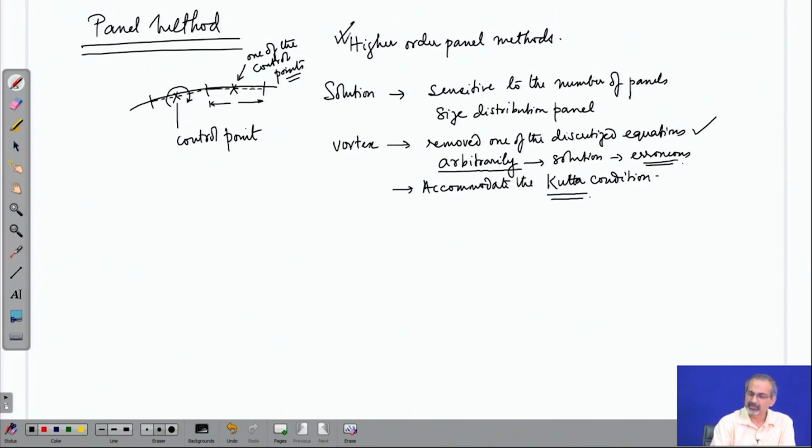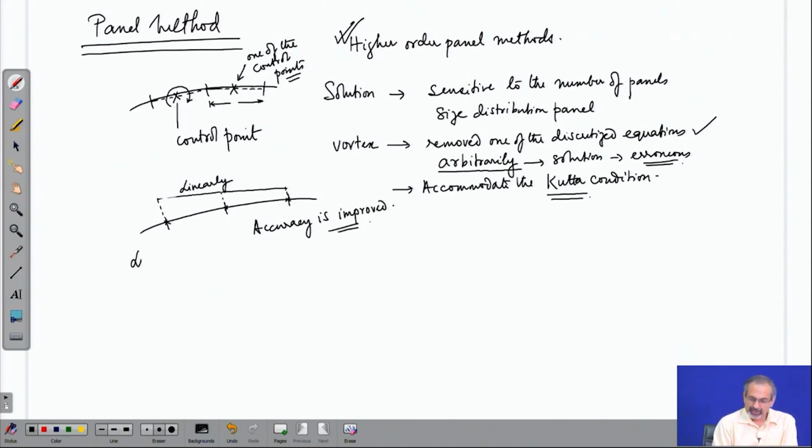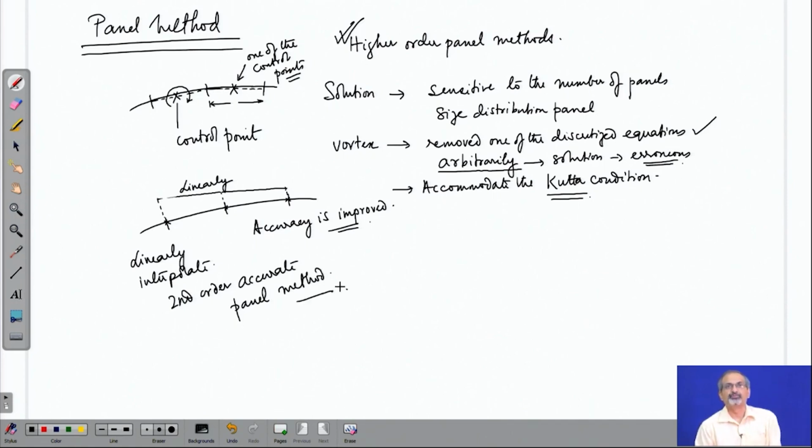One of the ways of removing or reducing these errors, as we mentioned earlier, is using higher order panel methods. And what do we do in such panel methods? Instead of defining the unknowns at the panel centers, we try to work with the strength of the singularities at the end points of each panel and make the distribution vary linearly in between or quadratically in between. So, usually the accuracy is improved. So, when you linearly interpolate, you are using a second order accurate panel method.